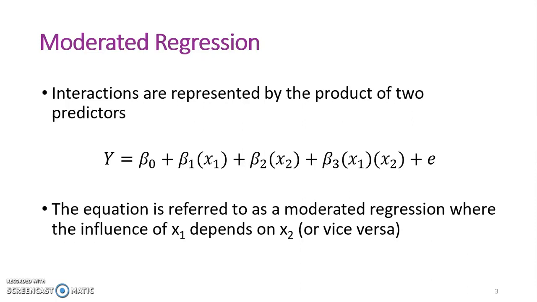In this equation, we can see that there is an intercept, just like usual, beta 0, and beta 1 and beta 2 relate the predictors x1 and x2 to the outcome, just like in regular multiple regression. And then we have a third slope coefficient, beta 3, which corresponds the interaction between x1 and x2, the interaction term, to the outcome. So this is a moderated regression equation where the influence of x1 depends on x2 or vice versa.